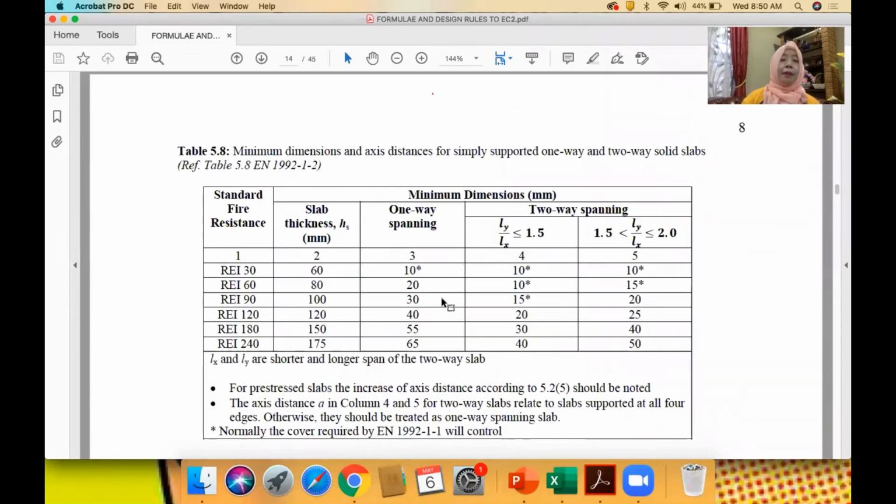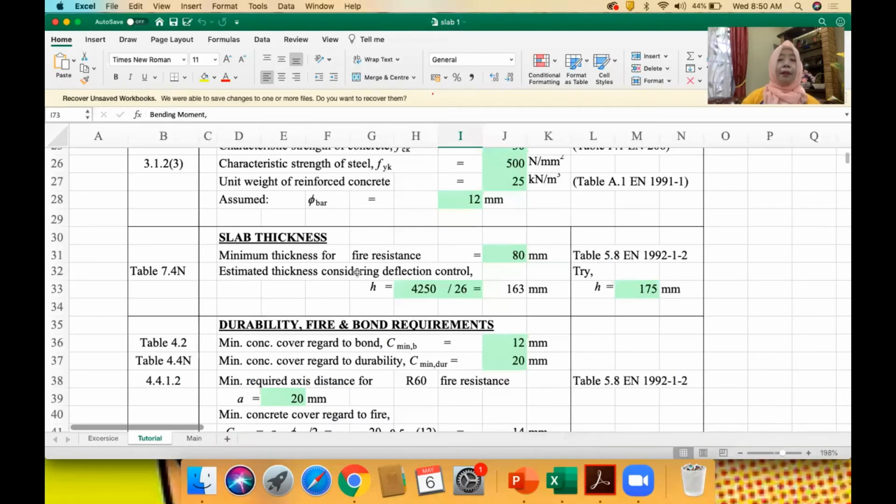Fire resistant for the slab. Here, Table 5.8, one-way or two-way slab. So for R60, we have thickness 80, right? The H, if we consider the fire resistance R60, we get 80 here. Okay, we got 80. Therefore, here we got 80.